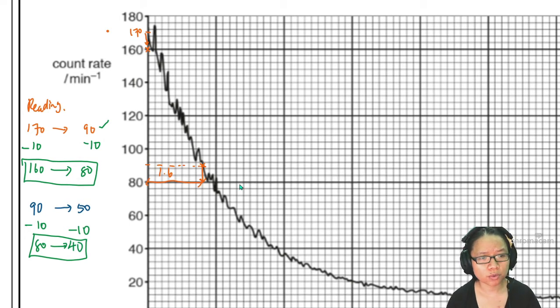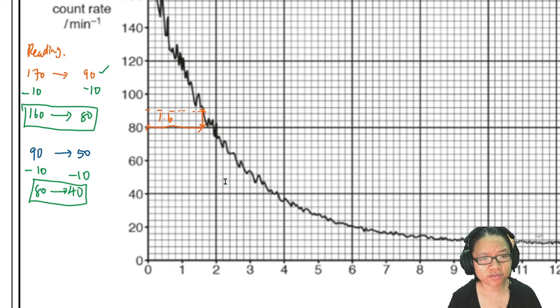All right. So let us look at where 50 is. 50 is kind of here-ish. So I would say 50 is here. Okay, right in the middle. Not sure if you can see. Okay, so I'm just going to dot here. This is 50 lah. All right.